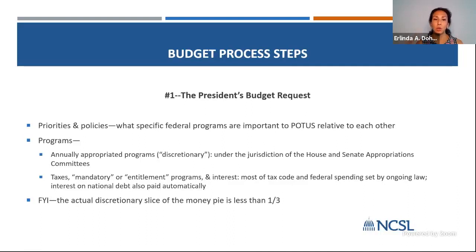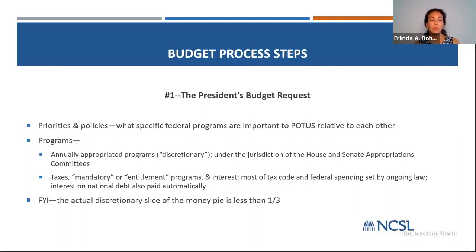And there are basically two categories of funds that are put into this program. We have our discretionary funds, which are programs that are annually appropriated under the jurisdiction of the House and Senate Appropriations Committees. These are programs that have to go through this process, versus what we call mandatory or entitlement programs, which are mostly tax code and federal spending that's been set, and things that are paid automatically. And that actually takes up a large chunk of the budget.